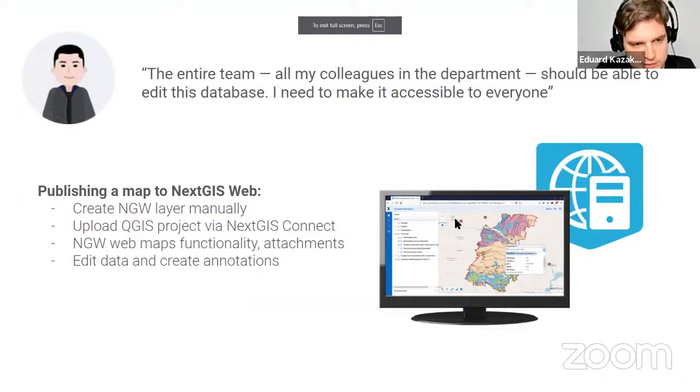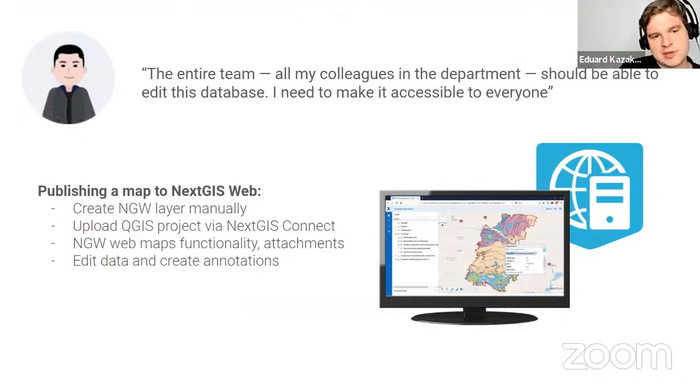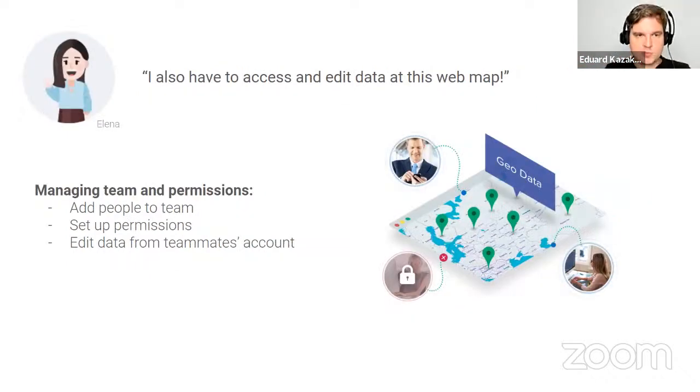We published a map, set it up, and explored its functionality and attachments, and even tried to edit data and create annotations. Let's go ahead. Next step is about managing team and permissions. Elena says that she also has to access and edit data at this web map. We have to add people to our team, set up permissions for them, and edit data from our teammates' accounts.